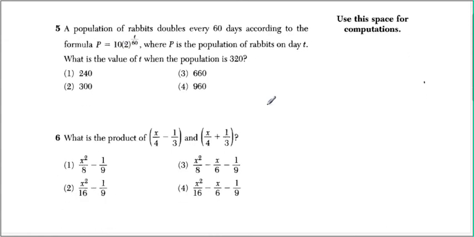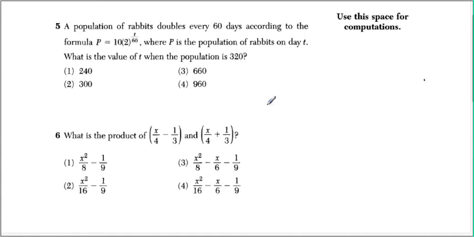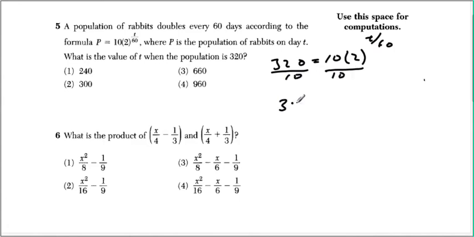Alright, population of rabbits doubles every 60 days according to the formula. What is the value of t when the population is 320? So that gives us 320 equals 10 times 2 to the t over 60. Divide by 10. We get 32 is equal to 2 to the t over 60. We're going to do a natural log of each side. Actually, you know what? 32 is 2 to the 5th, is equal to 2 to the t over 60. That means 5 is equal to t over 60. So that means t is equal to 300.